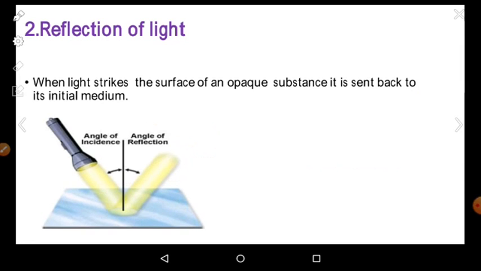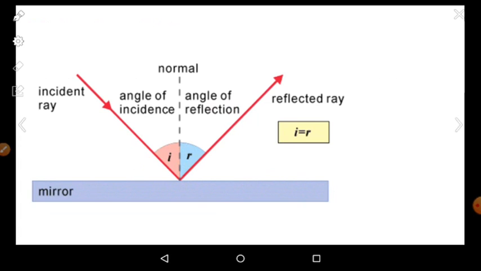Here we have an opaque substance on which light is incident. This is the torch which emits the light. The light strikes the opaque substance, but it is sent back in another direction. This is a reflection of light. During this reflection of light, what are the conditions or the characteristics followed by the light ray? So this is a ray diagram which represents the reflection of light.